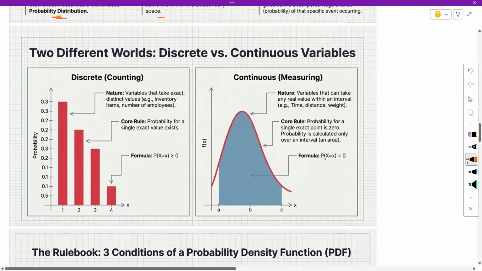We are handling two different worlds, discrete and continuous variables. A discrete variable, as I already explained, takes specific values. A continuous variable, in any range, takes an infinite number of values. With discrete, we can count numbers. Its nature is a variable that takes exact distinct values.